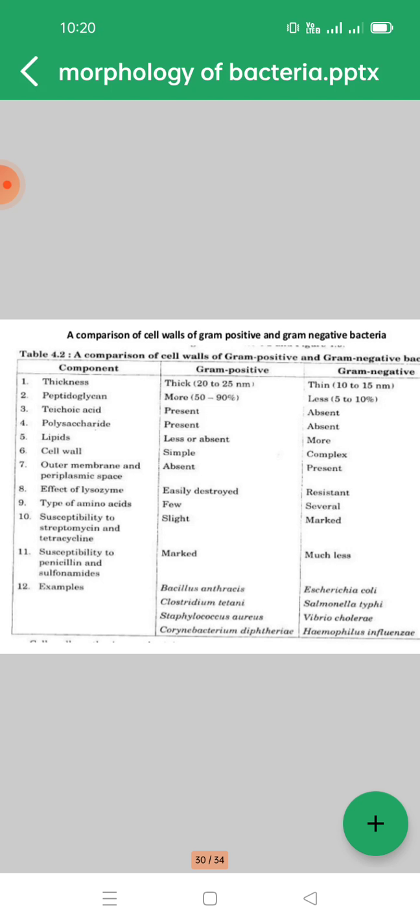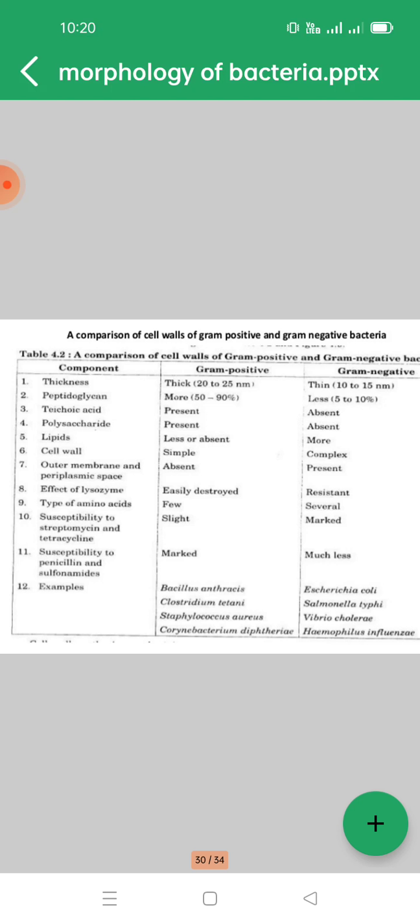Next, the outer membrane and periplasmic space are absent in gram positive and present in gram negative. Regarding the effect of lysozyme, it is easily destroyed in the gram positive cell wall, whereas gram negative is resistant. As for the types of amino acids, only a few are present in gram positive, whereas several are present in gram negative. Next, susceptibility to streptomycin and tetracycline, these are antibiotics. Gram positive is slightly susceptible, whereas gram negative is markedly susceptible.